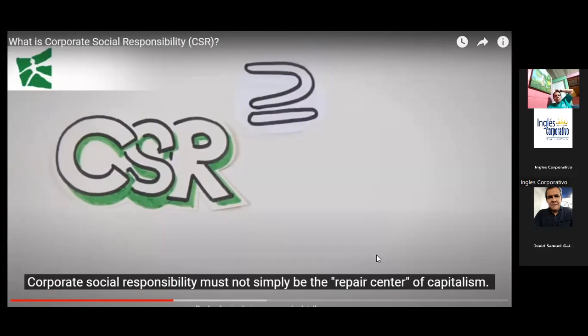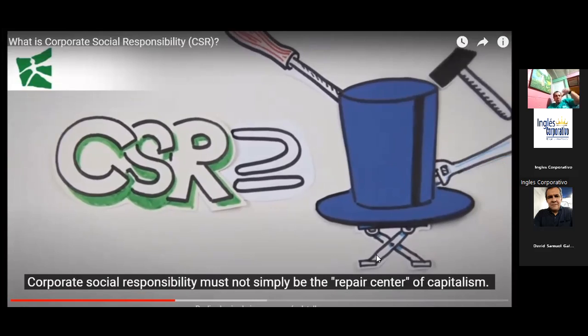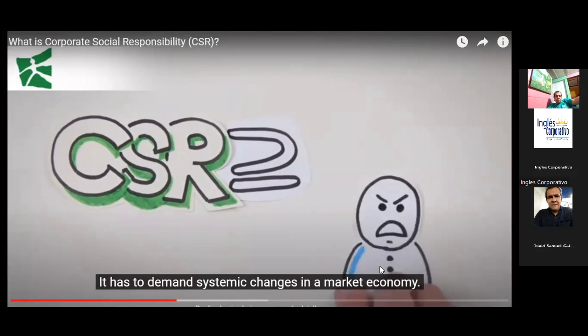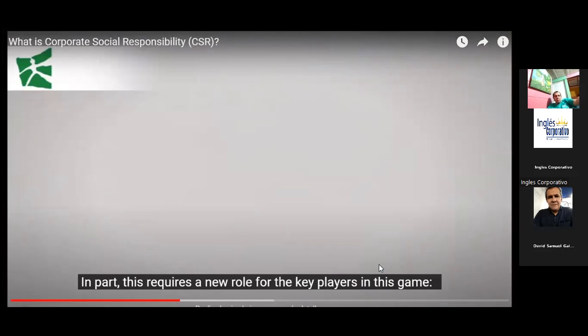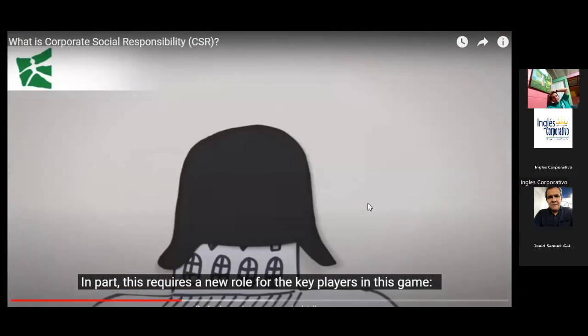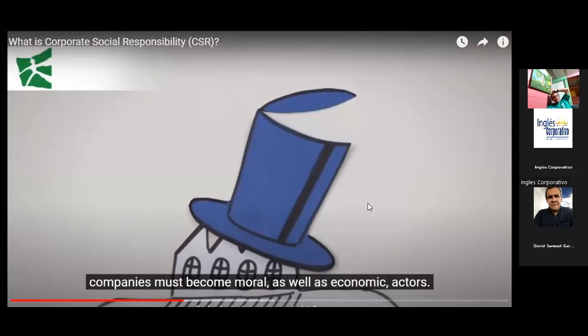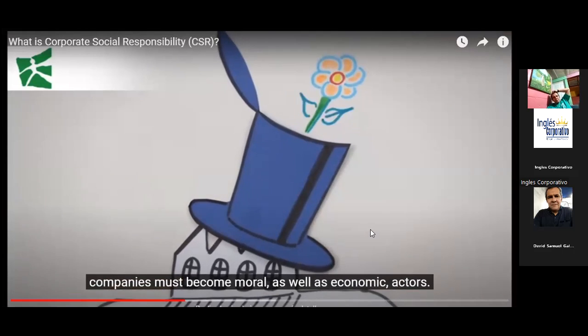Corporate social responsibility must not simply be the repair center of capitalism. It has to demand systemic change in a market economy. This requires a new role for the key players in this game. Companies must become not only economic, but also moral actors.